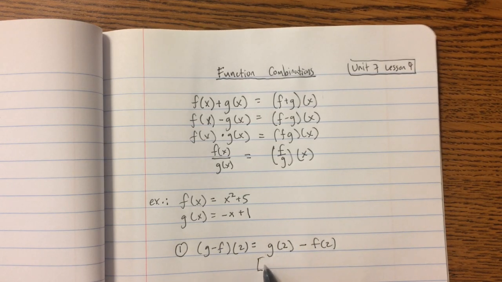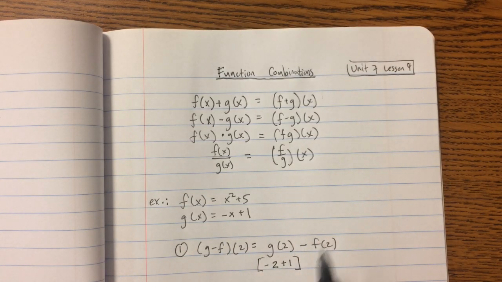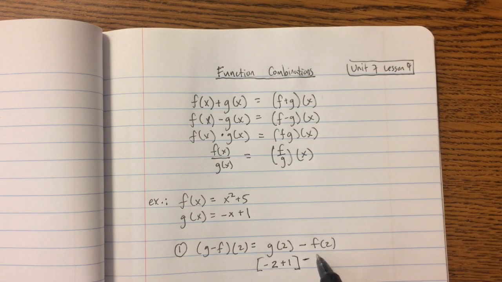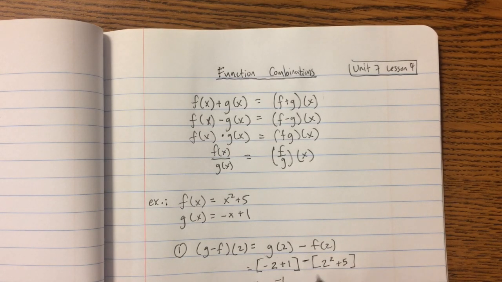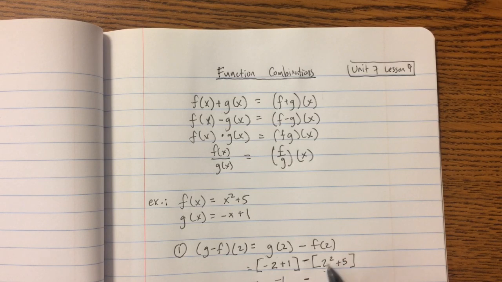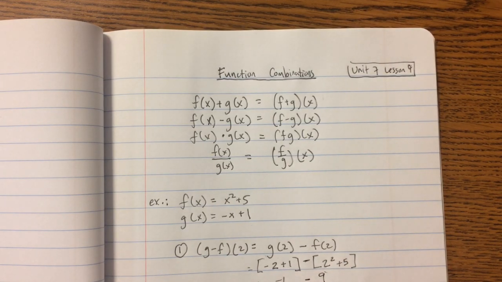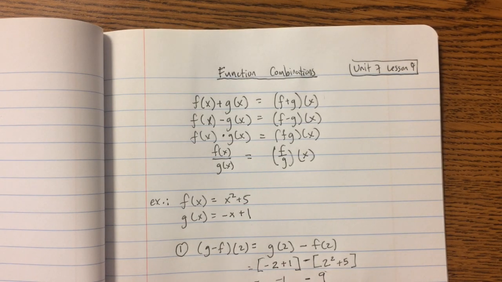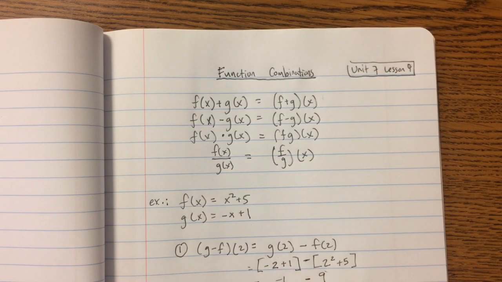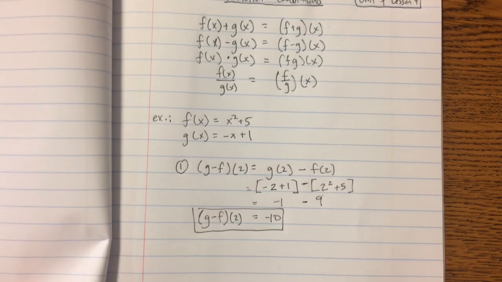So g is negative x plus 1 when x is 2. That gives us negative 2 plus 1. For function f, that's defined as x squared plus 5. So that would be 2 squared plus 5. From here, you just evaluate these. This would be negative 1 minus 2 squared is 4 plus 5 is 9. And negative 1 minus 9 is negative 10. So you will say that g minus f of 2 equals negative 10.